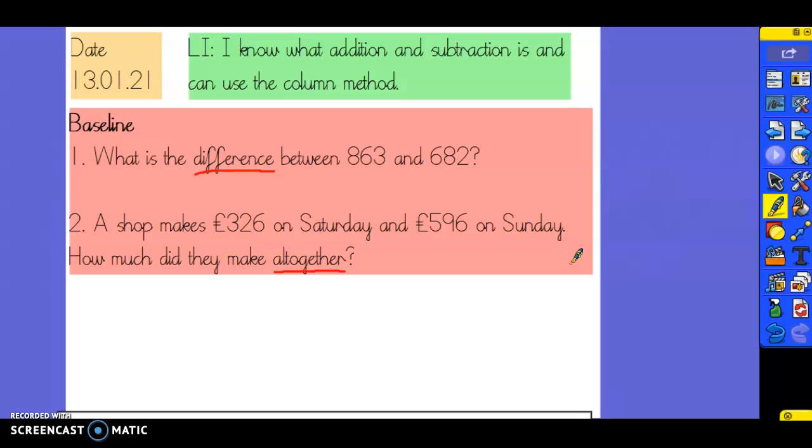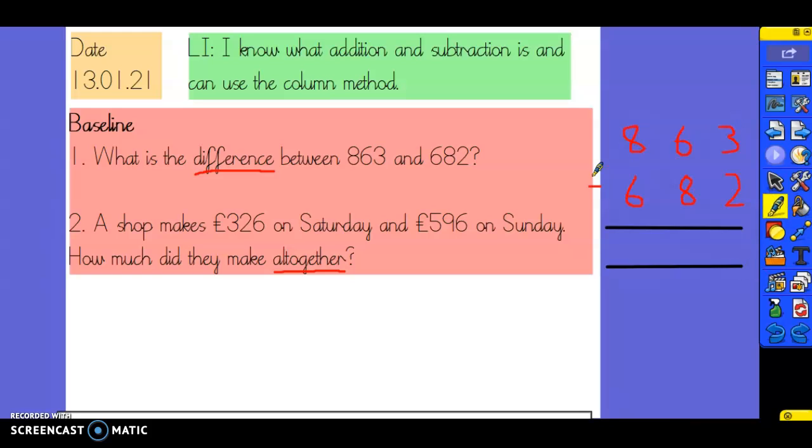Okay, well done for having a good try at those questions. Let's go through the answers and see how well you did. So, question 1, what is the difference between 863 and 682? So, difference means the same as subtraction. We're going to subtract our two numbers. Again, as always, starting with the largest number on top. Let's do our answers. Column method.